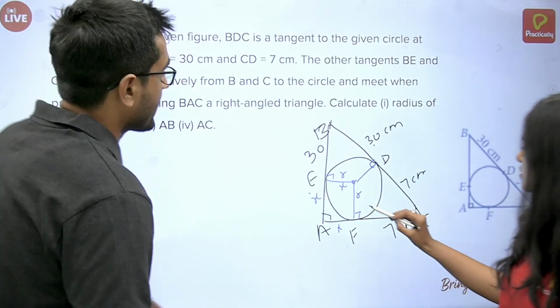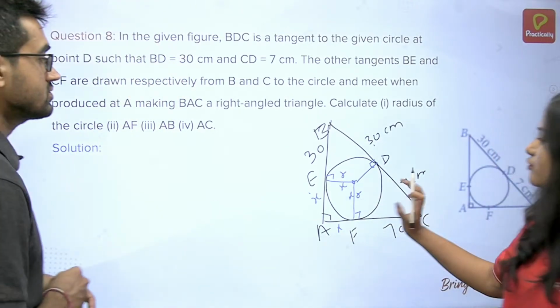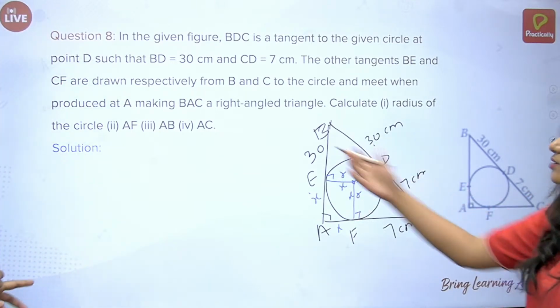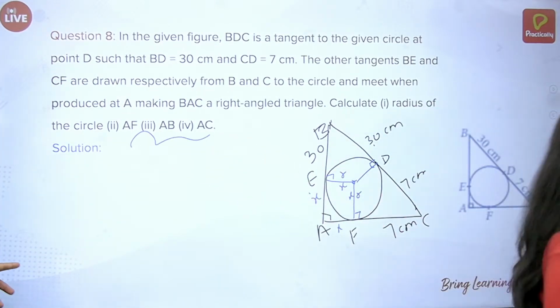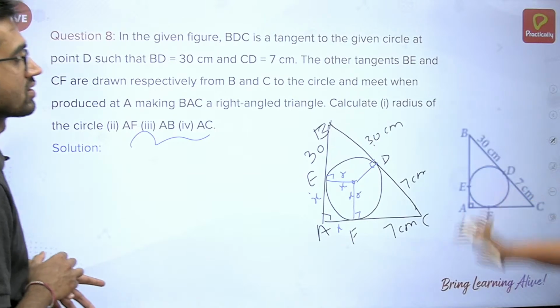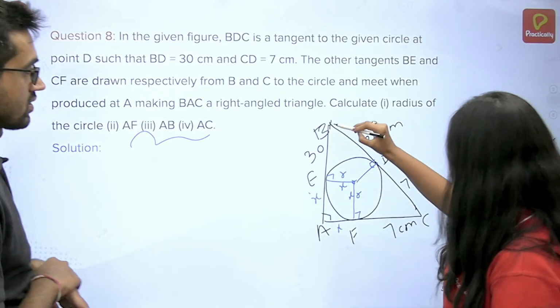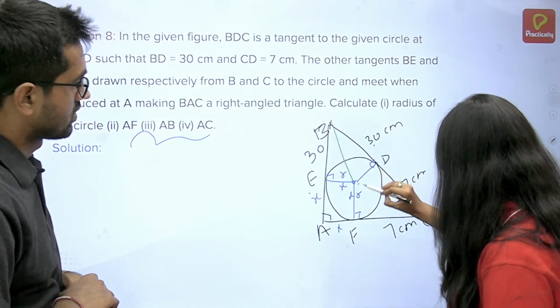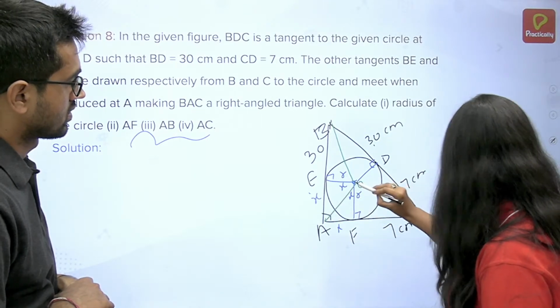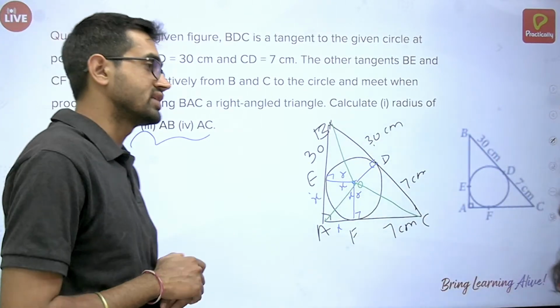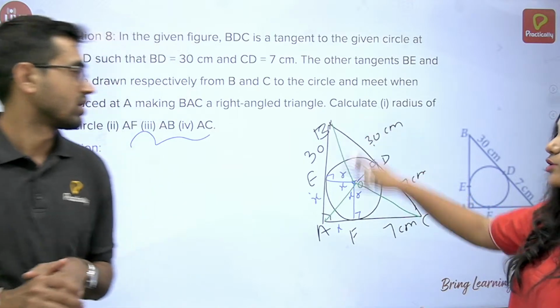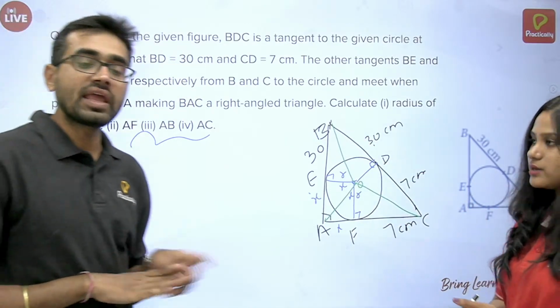So now we have to find x somehow. If we find x, we will know the other values. So now what do we have to do? We have to do a small construction, that is join BO, then AO. We have to find that the area of the three triangles is equal to the area of the bigger triangle. And the area of the bigger triangle is easy.